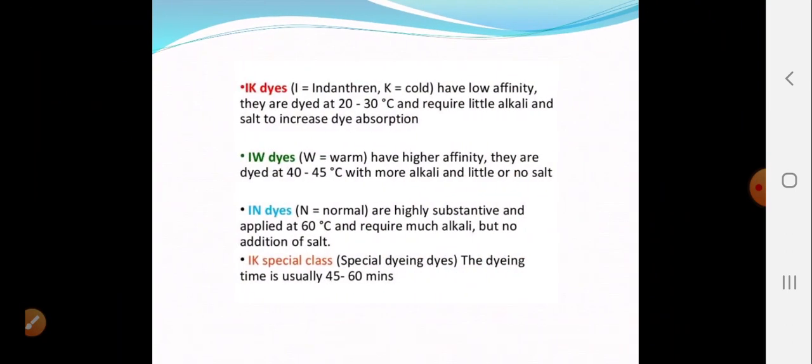First is IK, that is indanthrene cold. The chemical structures of wet dyes are complex and mostly are derivatives of either anthraquinone or indanthrene. So indanthrene is one of the main chemical components. IK dyes means indanthrene is the main component and it is cold. This has low affinity and they are dyed at 20 to 30 degrees Celsius and require little alkali and salt to increase the dye absorption.